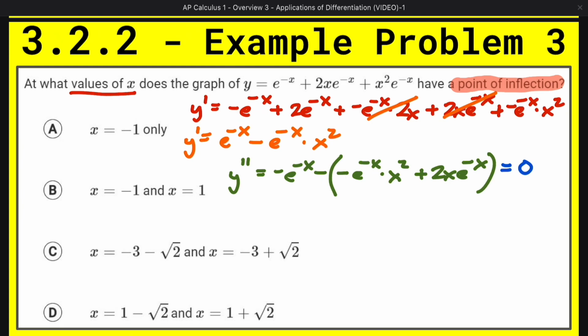But we're setting it equal to 0, and we're going to have to solve this, which is kind of crazy because it's all over the place. But first thing I'm going to do is distribute that negative and then factor out an e to the negative x. So it's going to be negative e to the negative x plus x squared e to the negative x minus 2x e to the negative x is equal to 0.